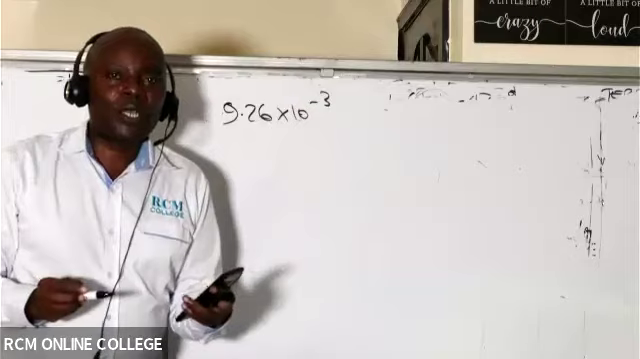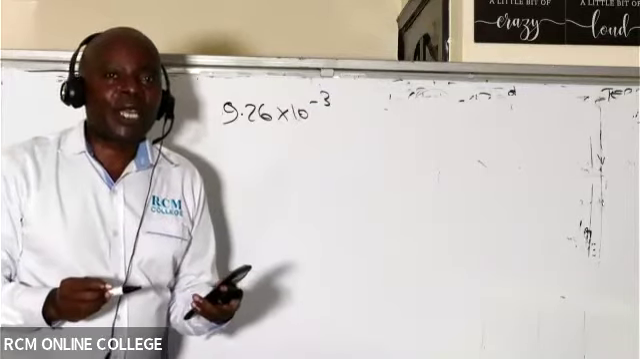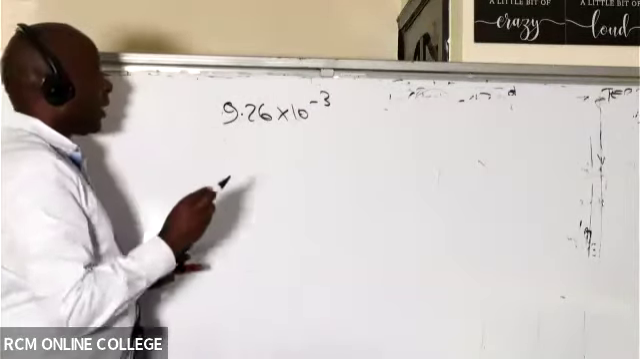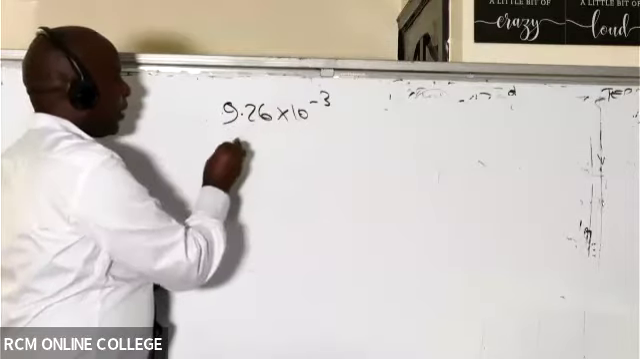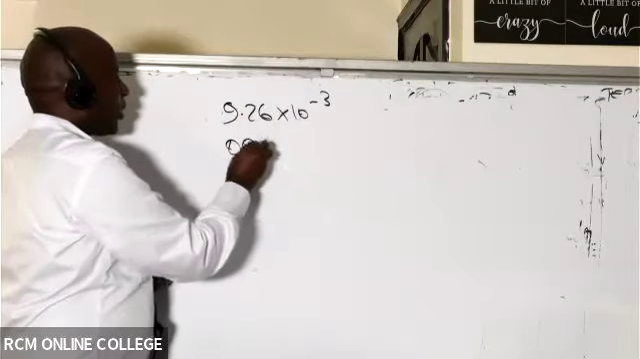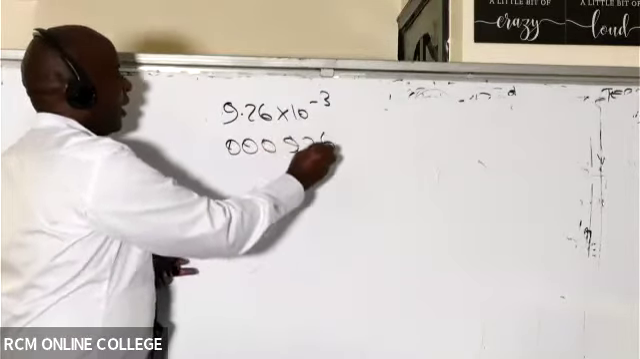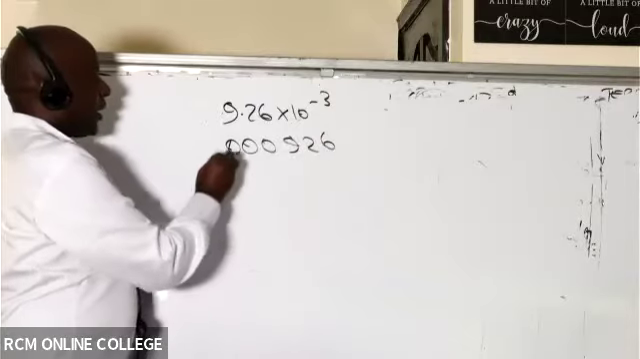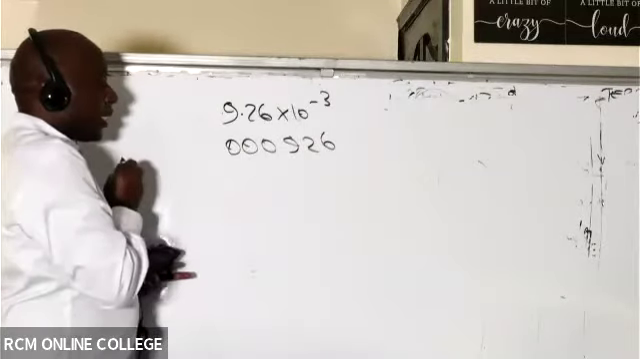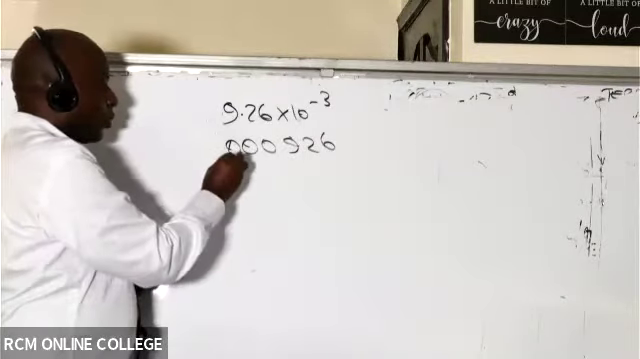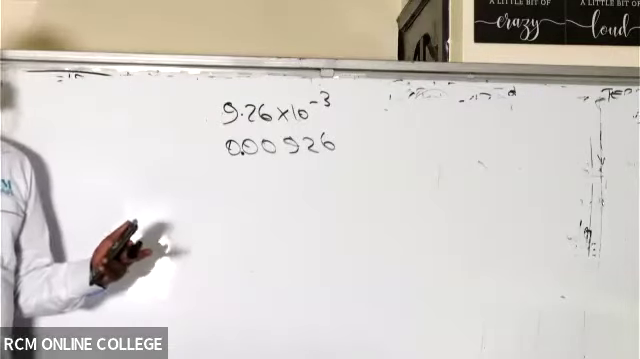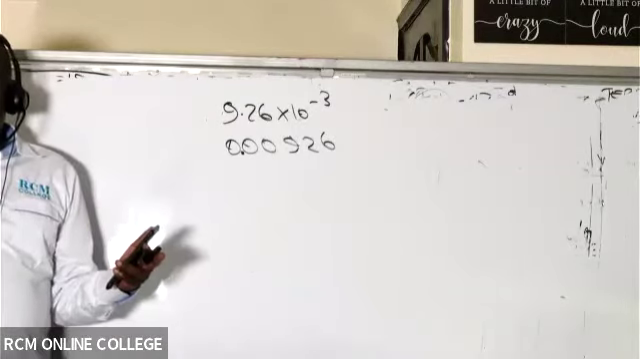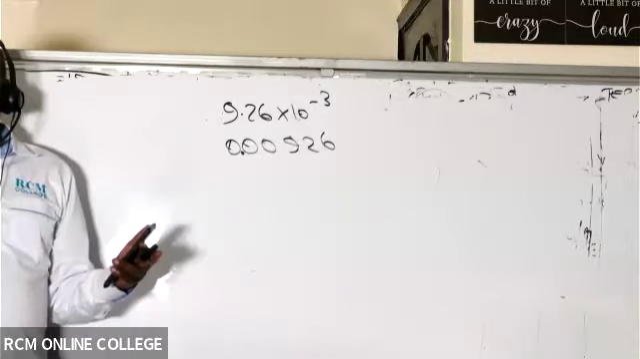In those old days when I was in Nanyuki High School, I had a very good teacher there. Aliniambia, ikiandikwa -3, you write 3 zeros like this, 926. And then in between the first 2 zeros, you put a decimal. You put a decimal like that.